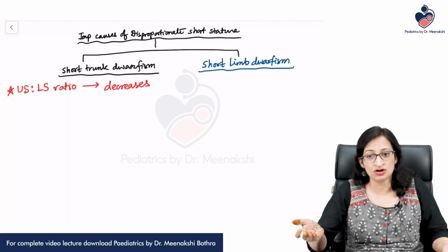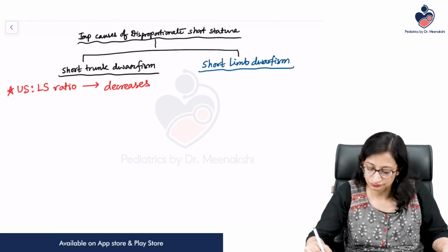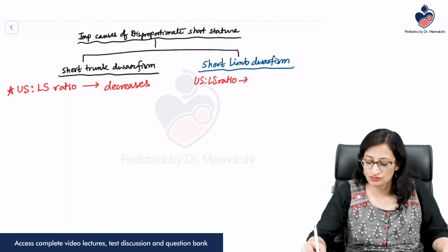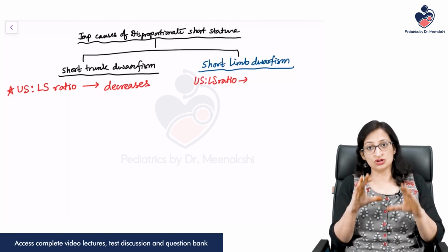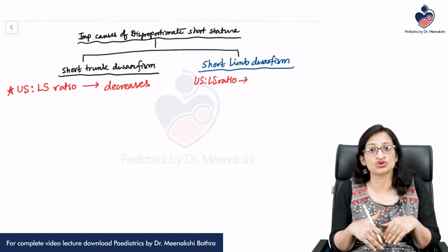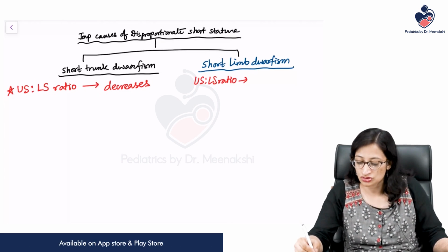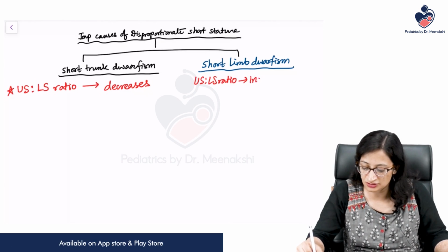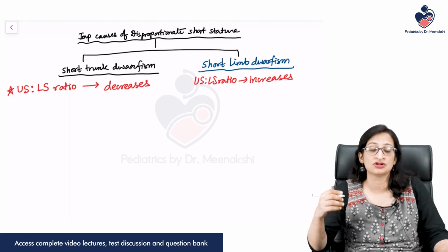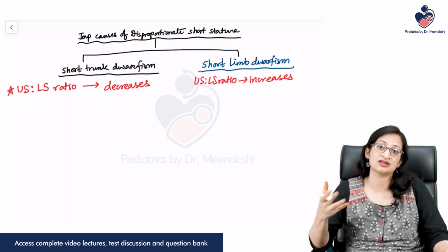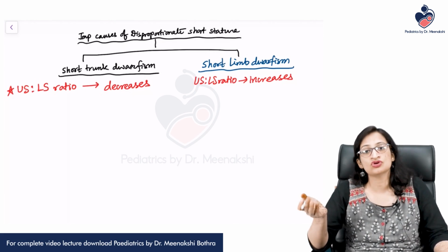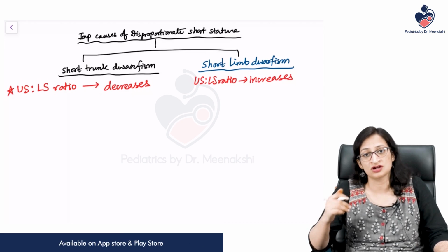While what happens in short limb dwarfism? So in short limb dwarfism, the limbs are mainly short. So the lower segment is decreasing. The denominator is decreasing. So the ratio will increase. So upper segment to lower segment ratio increases in all the causes of short limb dwarfism. Right? And we can understand now why. Now moving on to some important causes of short trunk dwarfism.